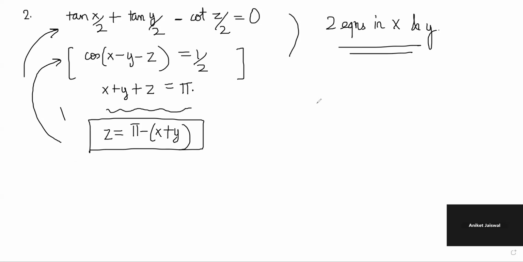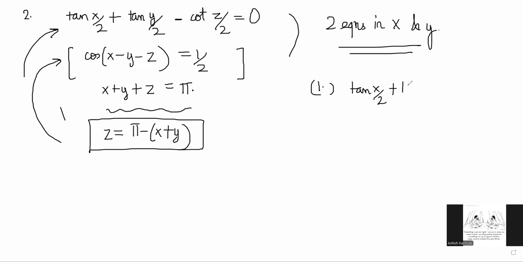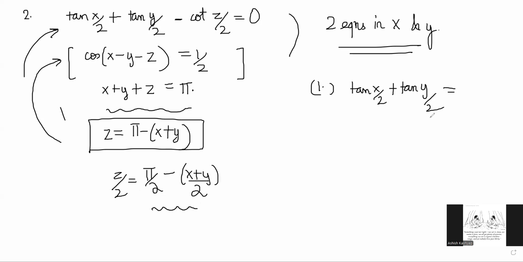The equations that you will get would become tan x by 2 plus tan y by 2 is equal to cot of z by 2, but z is this, so z by 2 is pi by 2 minus x plus y by 2. Cot of this will become simply tan of x plus y by 2.